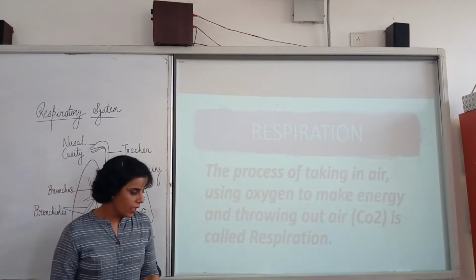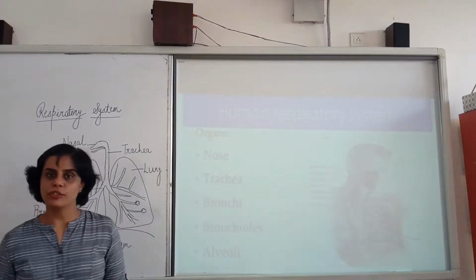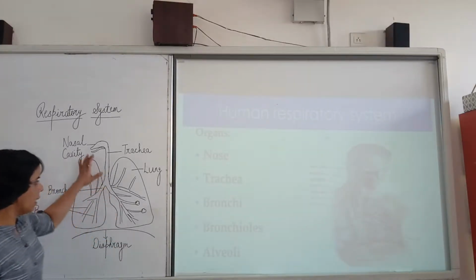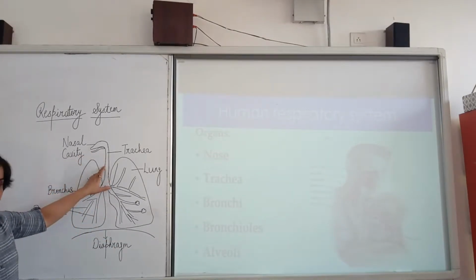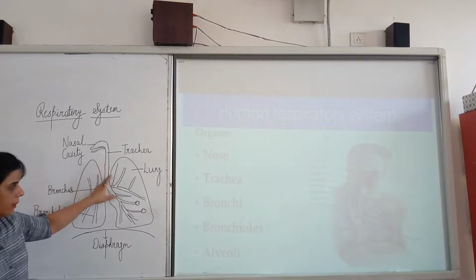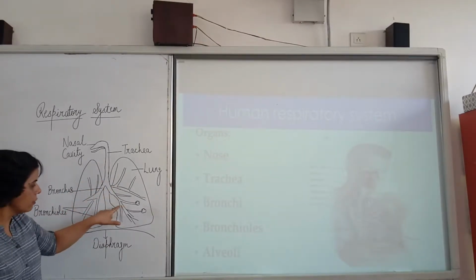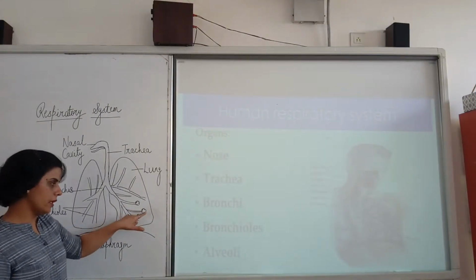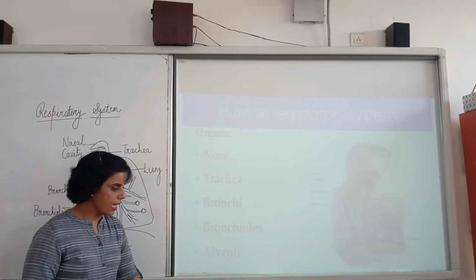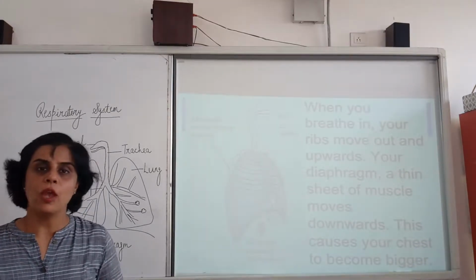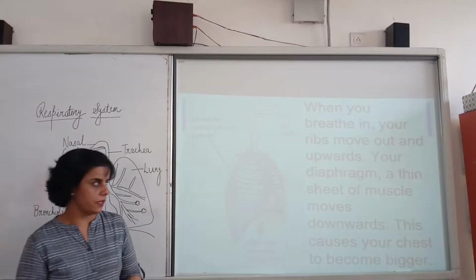So, to understand the system, we should know its organs. The organs of the respiratory system are the nose, trachea, which is also called the windpipe, lungs, bronchus, bronchioles, and alveolus. Now, let's understand the processes of inhalation and exhalation before understanding the working of the system.